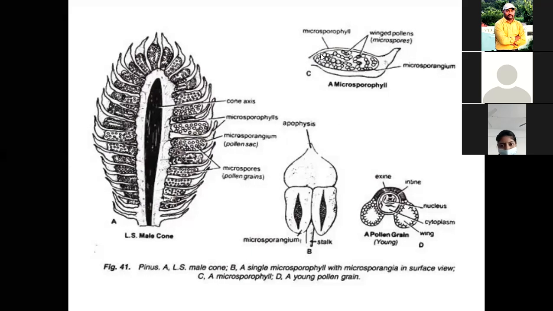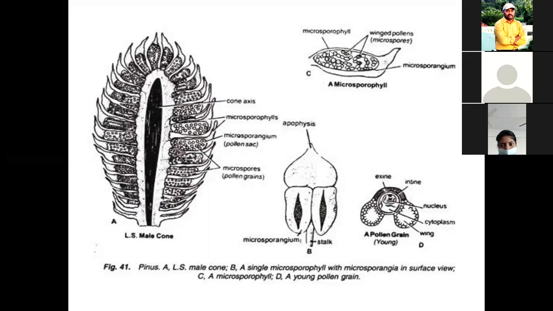Each microsporangium is an oval structure covered by a single layer. Below it, in the microsporangium chamber, a large number of diploid cells are present. The diploid cells are called sporangium mother cells, or microspore mother cells. Each microspore mother cell undergoes reduction division to produce 4 haploid pollen grains.